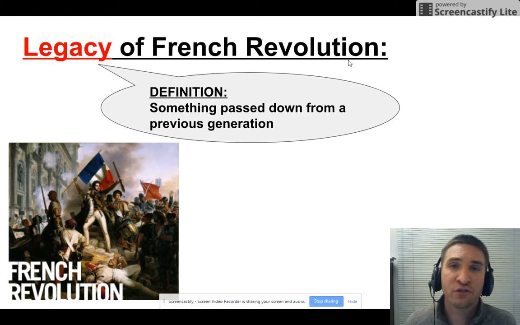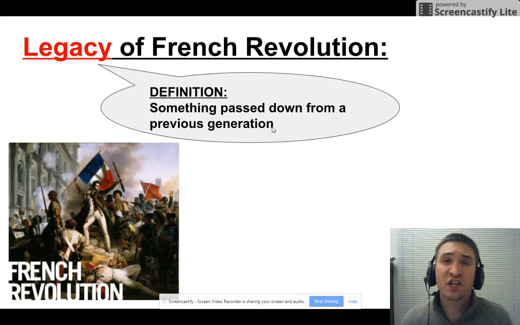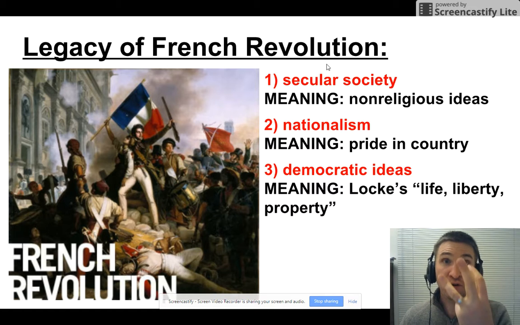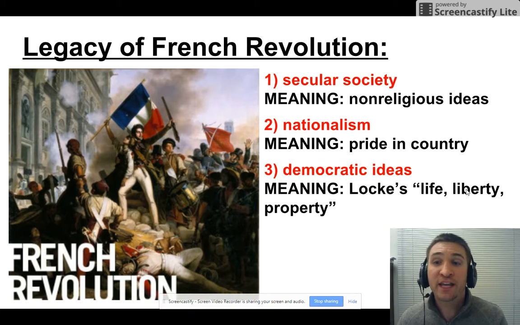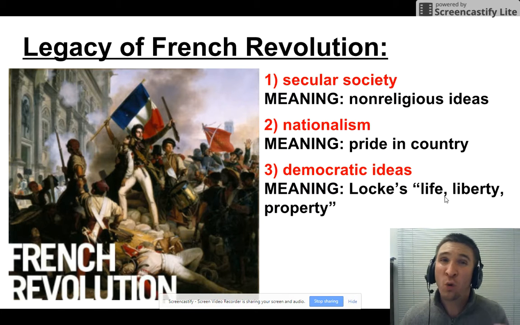The legacy of the French Revolution. What is legacy? Well, its definition is something passed down from a previous generation. What will your legacy be in your family? And the legacy of the French Revolution, there are three legacies. First, secular society. What does that mean? It means non-religious ideas were introduced to the government. Number two, nationalism was a legacy, meaning there was a pride in the country of France again. People were proud to wave their new flag, which was blue, white, and red. And the third legacy, democratic ideas, meaning Locke's life, liberty, and property idea. Anyone deserves to have these things just because they're human beings who are living and breathing.